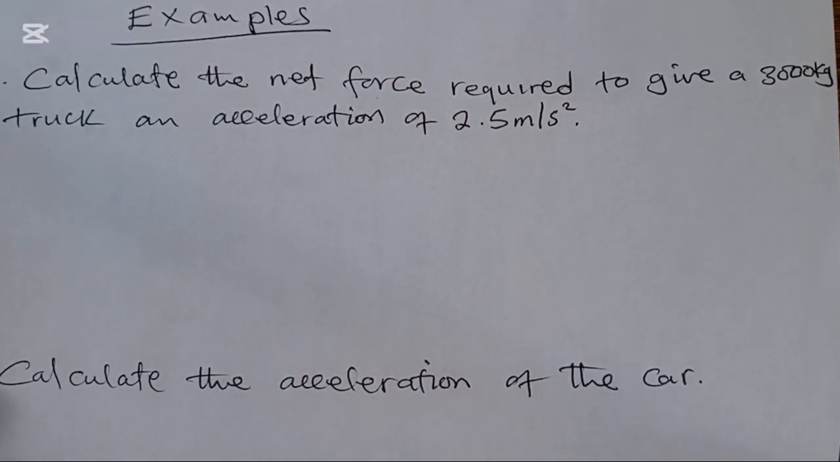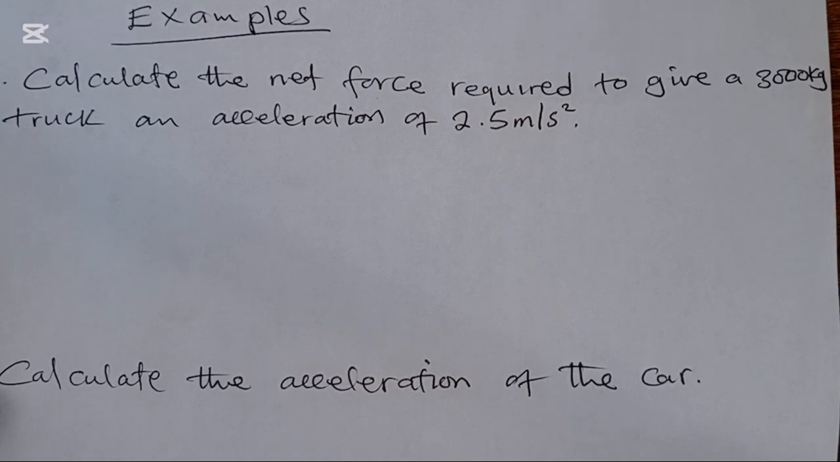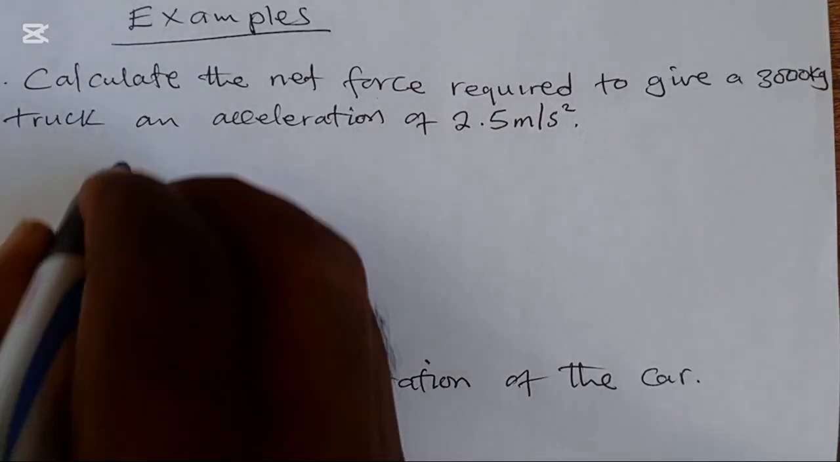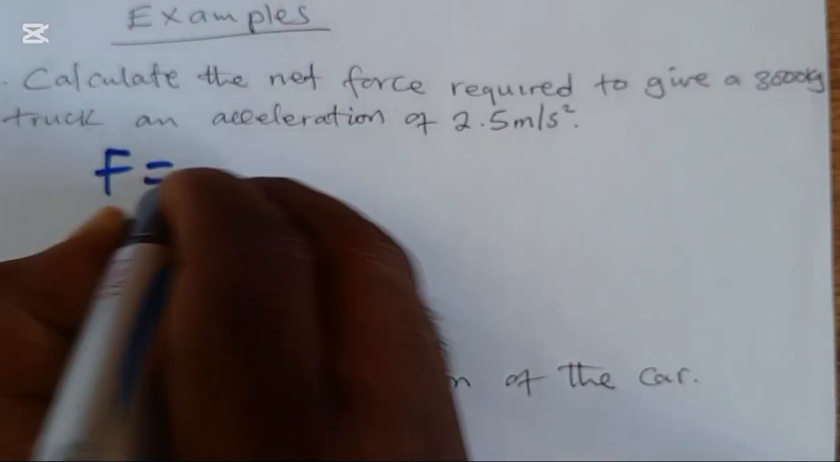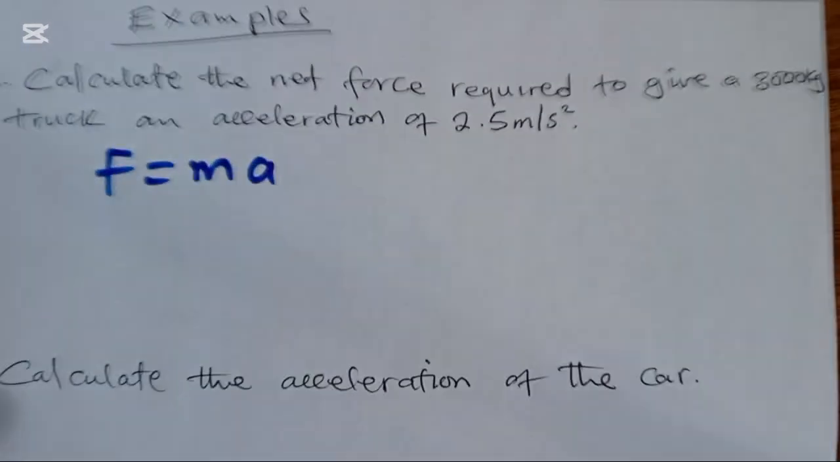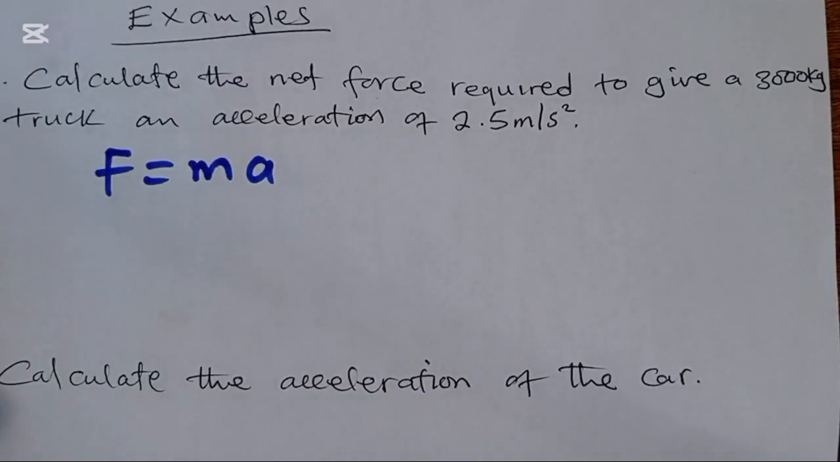Examples. Calculate the net force required to give a 3000 kg truck an acceleration of 2.5 meters per second squared. So calculate the net force. So what have we been given? Mass and acceleration. So remember that force is equal to mass times acceleration.